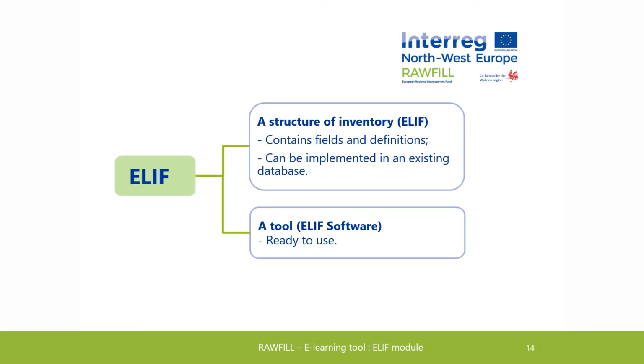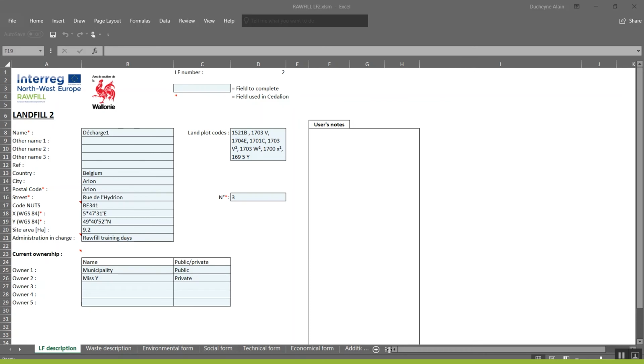As explained, ELIF is a database structure whose fields can be implemented in an existing database and then filled with information. During the RAWFILL project, we have also developed a ready-to-use spreadsheet that can directly be used by stakeholders managing a limited number of landfills. This tool is available on the RAWFILL website and on the link beneath. Let's use the RAWFILL ELIF2 as an example to complete the information about our first landfill. Please note that the other files from 2 to 100 are similar to this one.